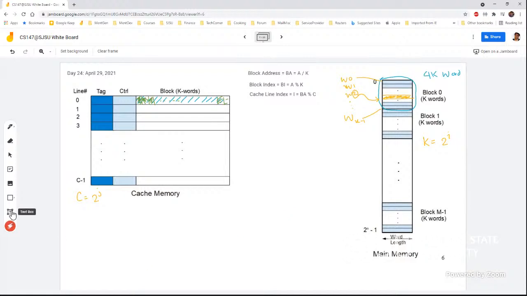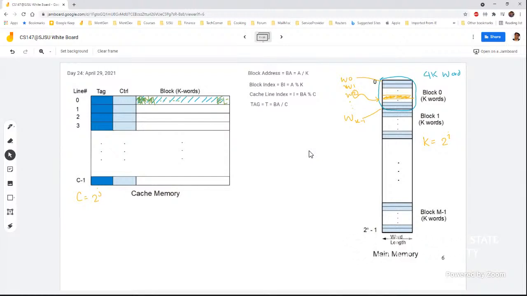Now, last but not least, the term is the tag. Tag T is computed as your block address div C. So that's your tag.